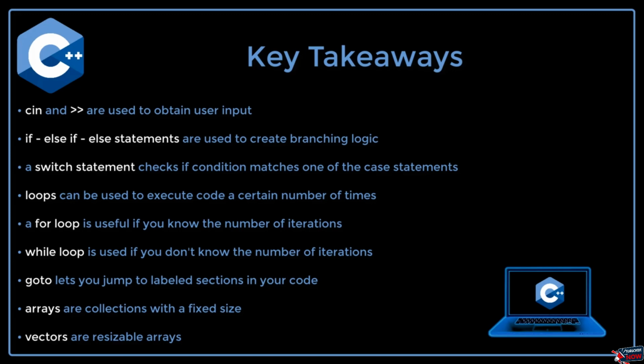Then came a look at another type of conditional statement, switch statements. A switch statement checks if a condition matches one of the case statements inside of it, and if so, executes the code associated with that switch statement. After that, we learned about for loops, which we can use to execute code over and over a certain number of times. For loops are ideal when we know the amount of iterations we need in advance.